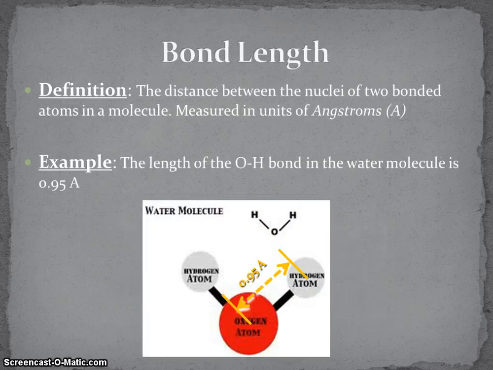Bond length. The bond length is the distance between the nuclei of two bonded atoms in a molecule. It's usually measured in units of angstroms, abbreviated with an A. An example here is the length of the oxygen-hydrogen bond in the water molecule, which is approximately 0.95 angstroms, and you can see this shown in the picture below.